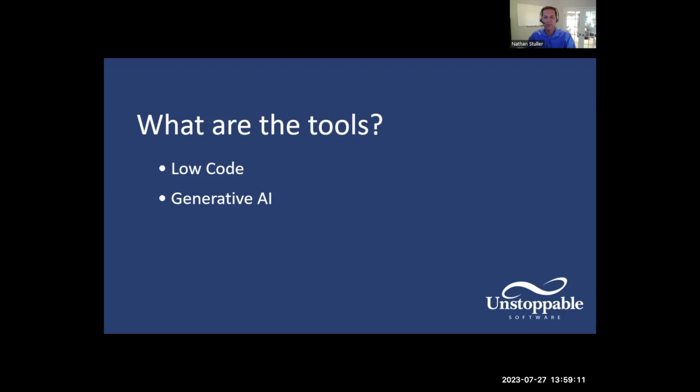Today, we're going to be talking about those new tools that software developers are using to make them extremely efficient. And I want to show you how to do some of the very basic use cases of those. So what are the tools? The tools are low code, sometimes also called no code or citizen development, and generative AI like ChatGPT or Bard.